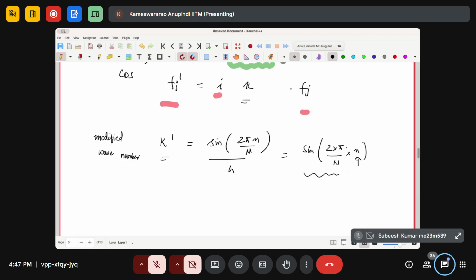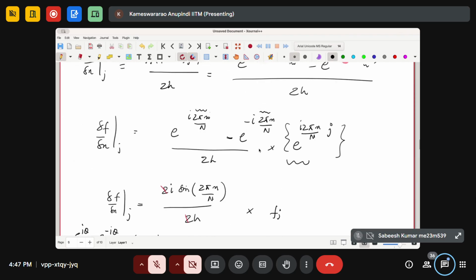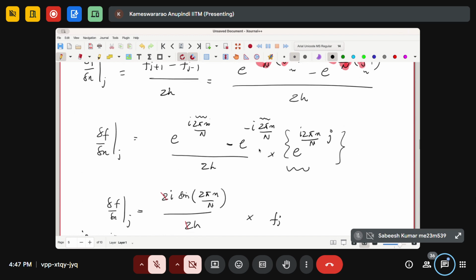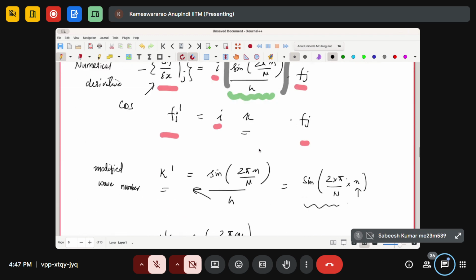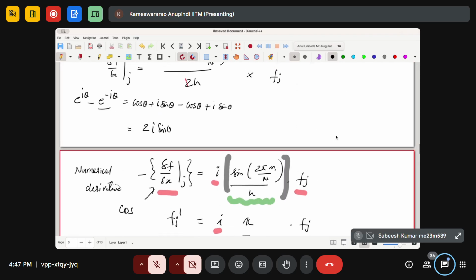Okay, so I want to write this as k prime times h. That means let me take it to the left hand side. This is going to be sine of 2 pi little n by capital N. Is what I got correct? Okay, so this is fine. 2 pi n by N is what I got. But what is h? h equals, from what I have before.